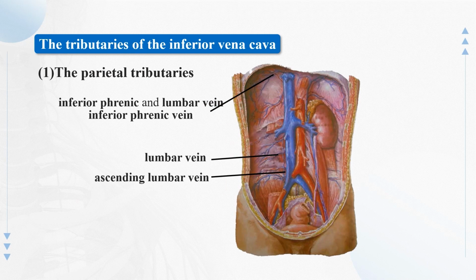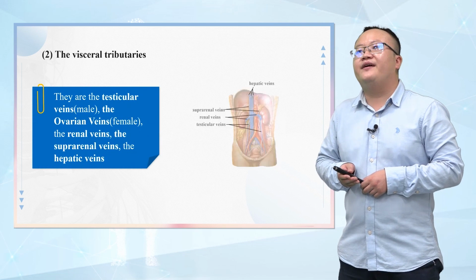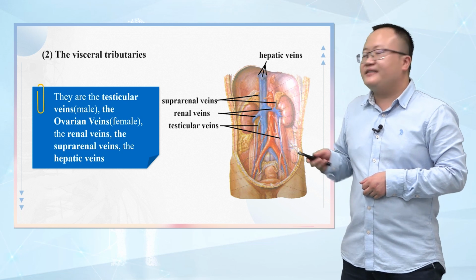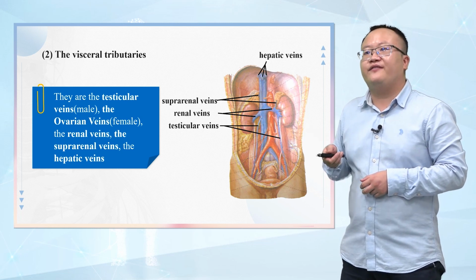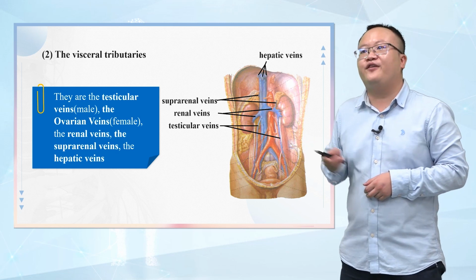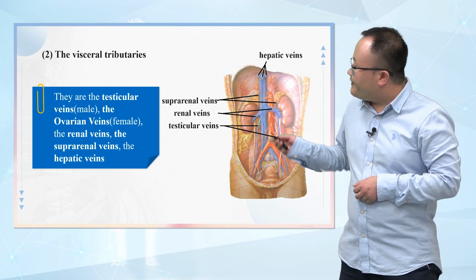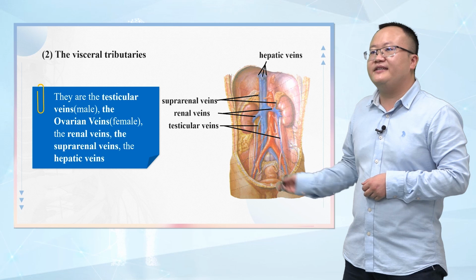The tributaries of the inferior vena cava. There are several branches. The parietal tributaries include the inferior phrenic vein, lumbar vein, and ascending lumbar vein. The visceral tributaries. These are the testicular veins for the male, the ovarian veins for the female, the renal vein, the suprarenal vein, and the hepatic vein, as demonstrated in this picture.